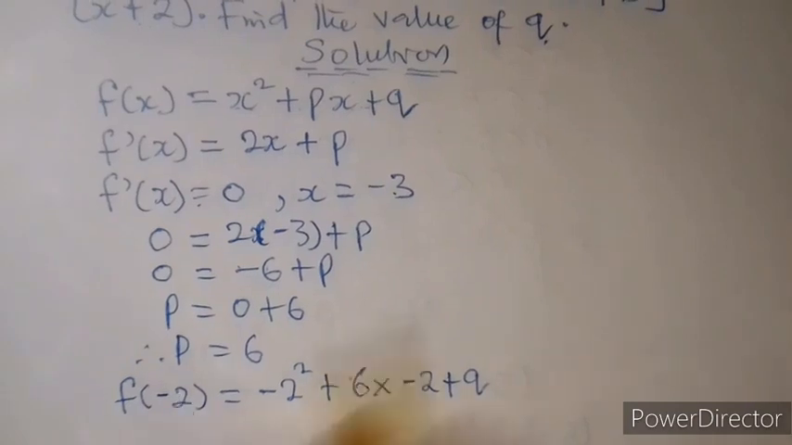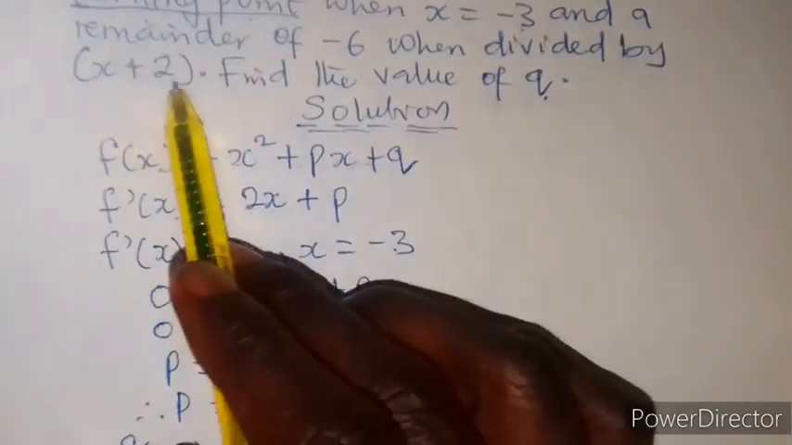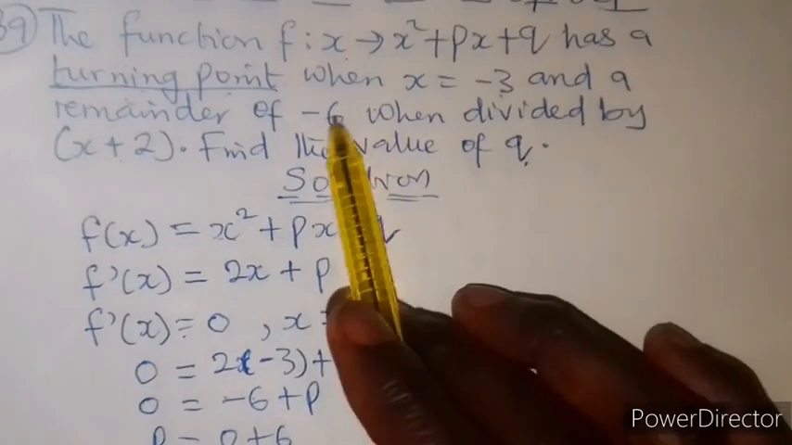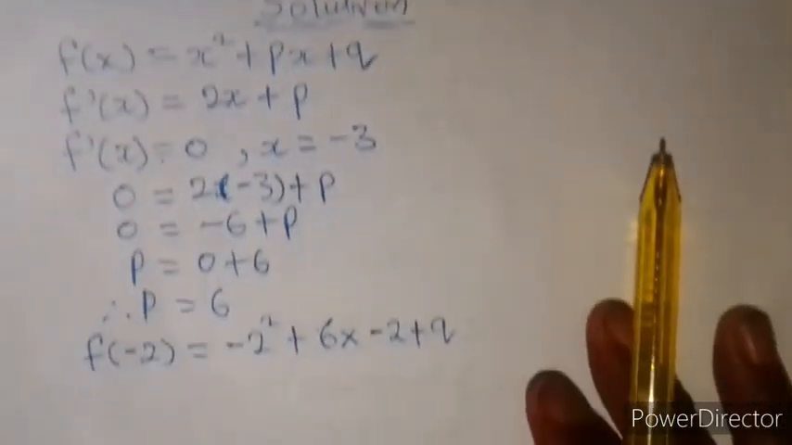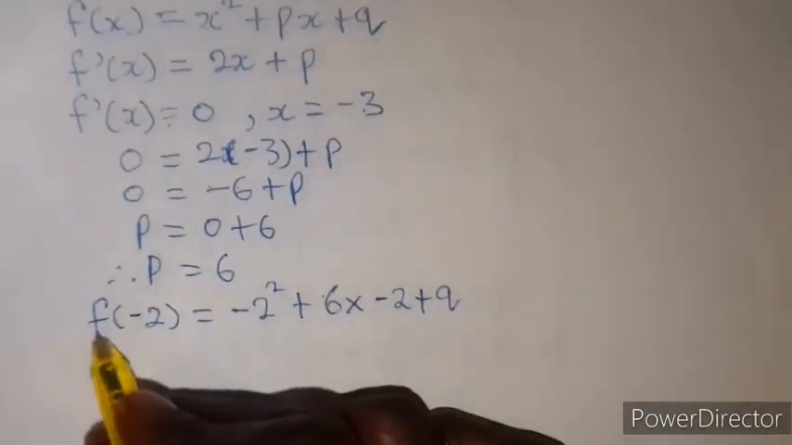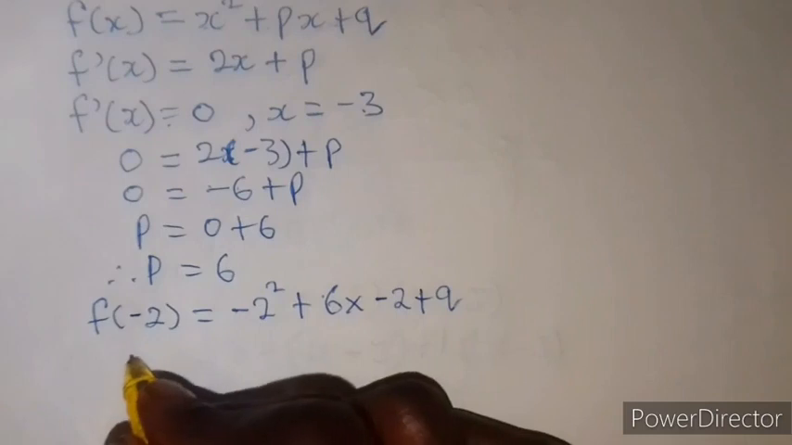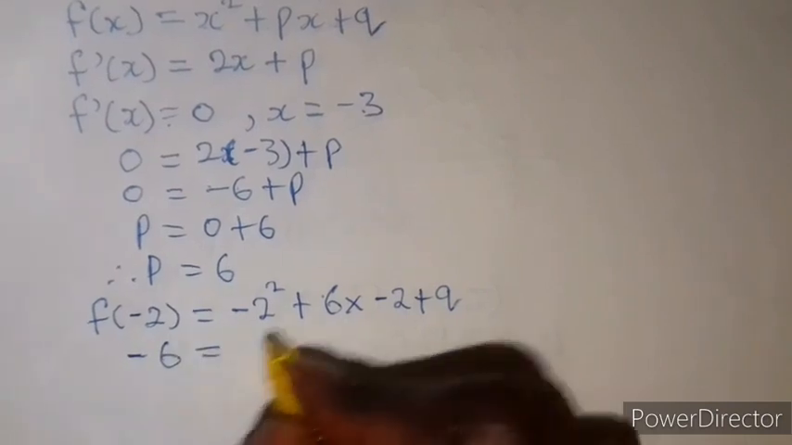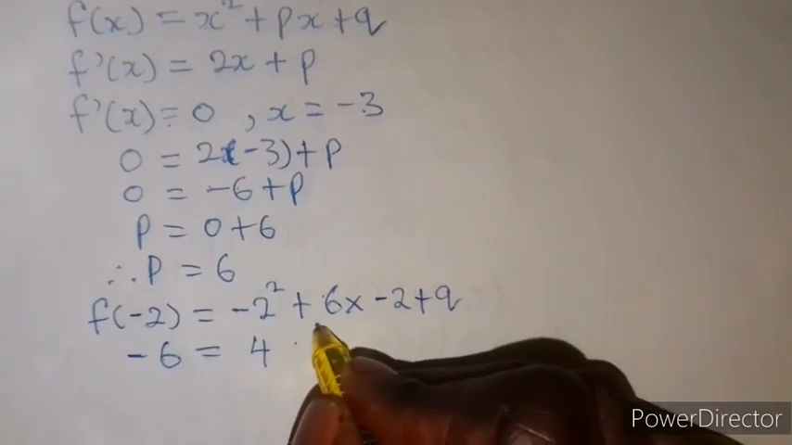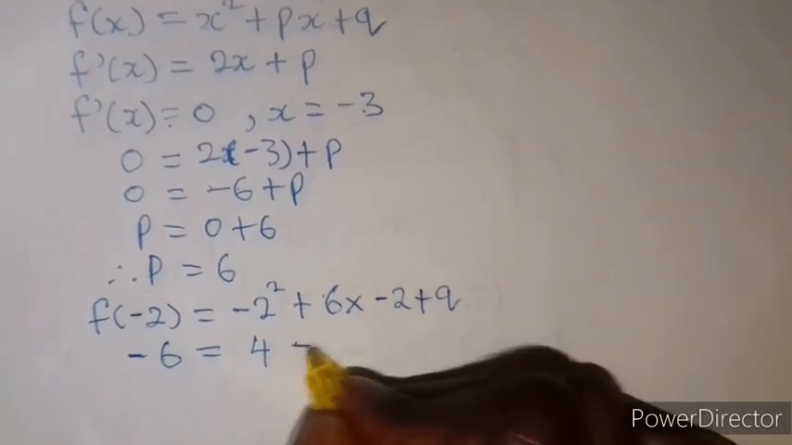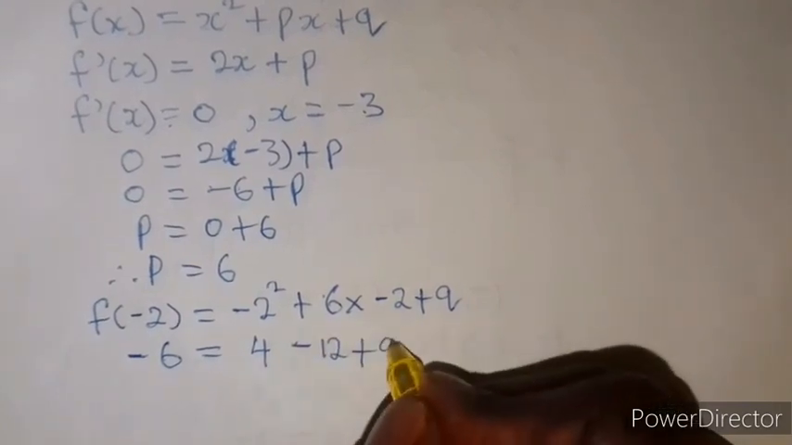Now, we are told that if we divide this function here by this, the remainder is minus 6. What does that tell you? It tells you that we are going to replace our f of minus 2 with minus 6. And if we come here, minus 2 squared is 4. Then 6 times minus 2 will give us minus 12, then plus q.